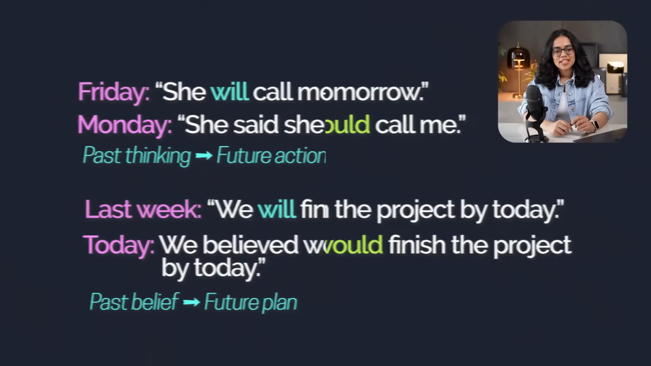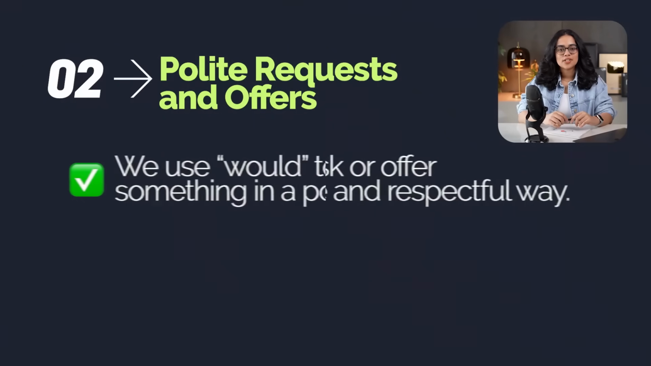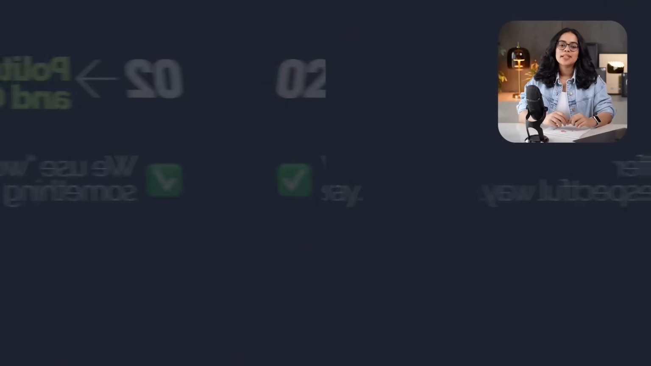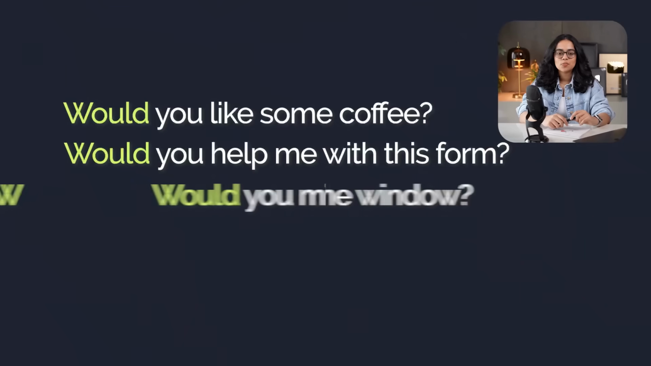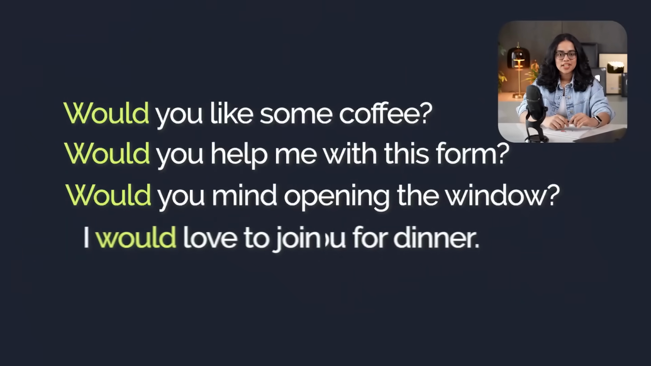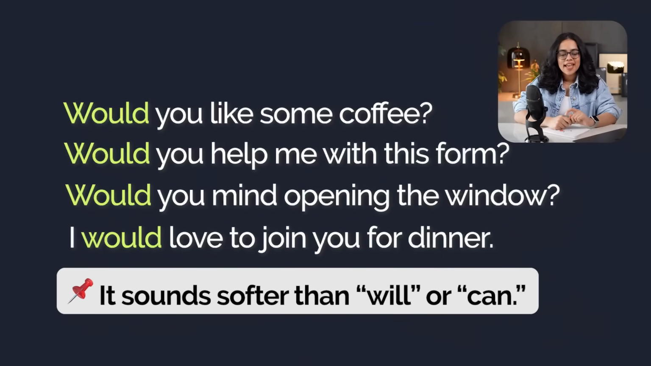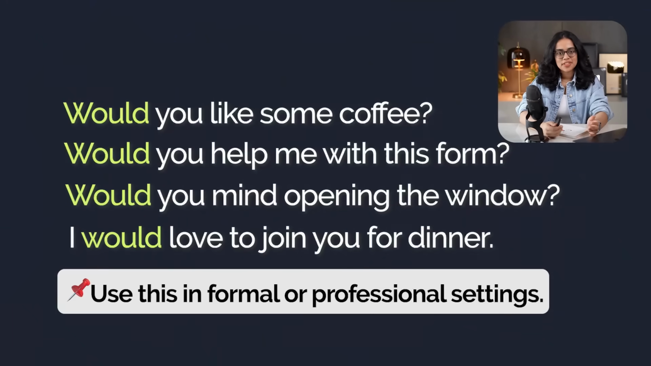Now let's move on to the second use of would. We use would in polite requests and offers. We often use would to ask or offer something in a polite or respectful way. For example, would you like some coffee? Would you help me with this form? Would you mind opening the window? I would love to join you for dinner. Now it sounds softer than will or can. You'll always use would in formal or professional settings because it sounds more respectful and formal. I hope this use was pretty easy to understand.